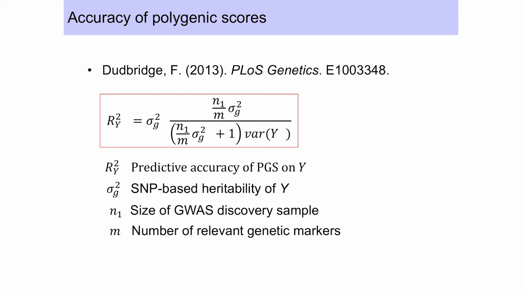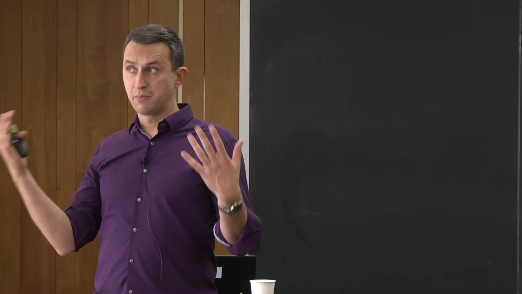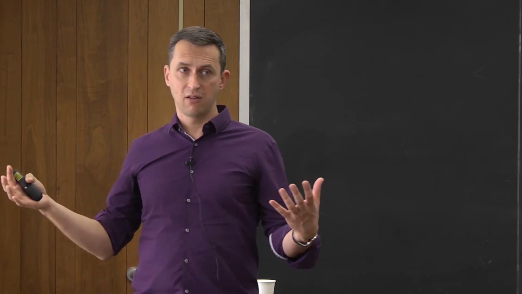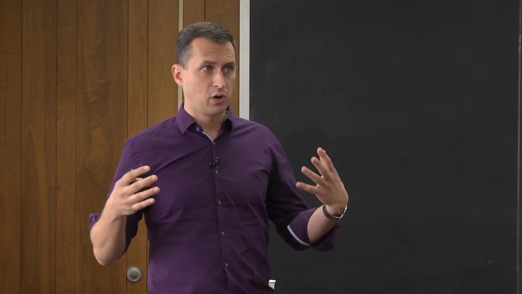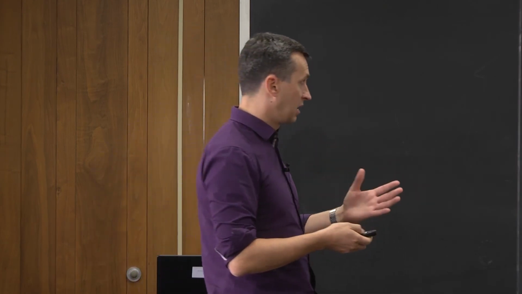You can actually work out what the relationship is between the expected accuracy of a polygenic score and features of the GWAS that you're running, such as the heritability of the trait, the GWAS sample size, and how genetically complex the trait is. It turns out that your polygenic score will be better if your GWAS sample is large, if your heritability is large, and if the genetic complexity is low. Right? So the more complex the trait is, the more difficulty you will have to actually estimate the true betas.